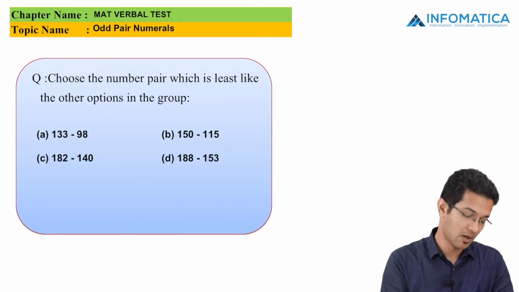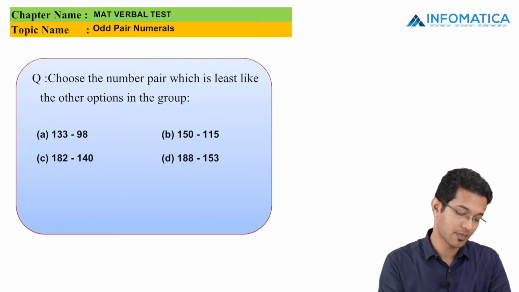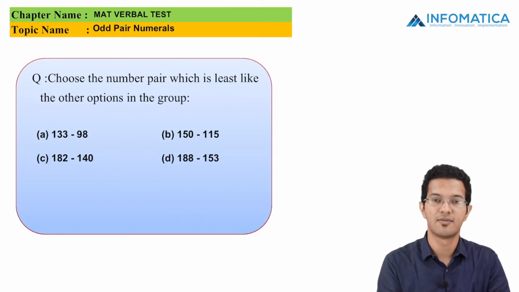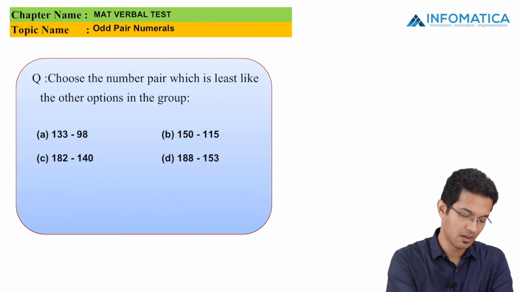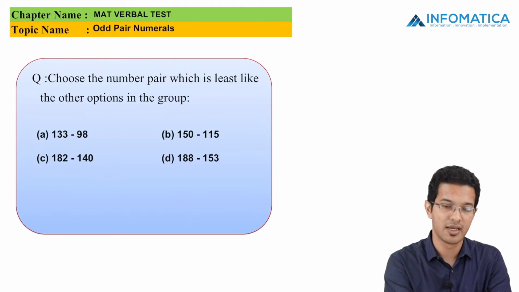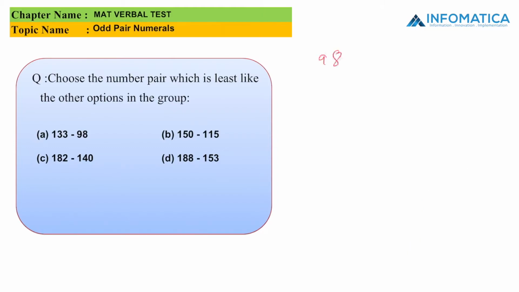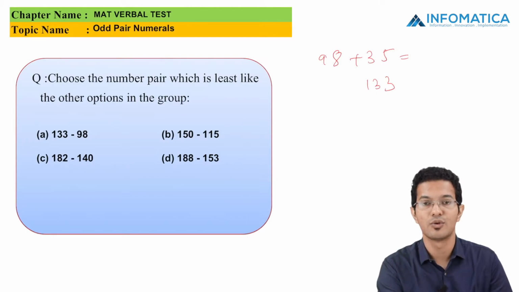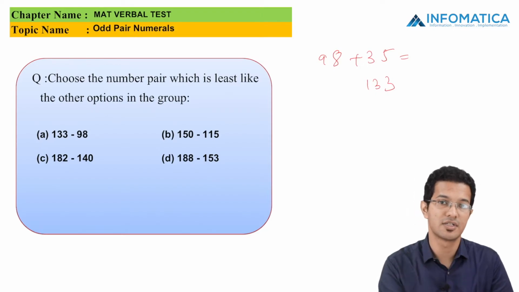It says that option A is 133 and 98, option B is 150 and 115, option C is 182 and 140, and option D is 188 and 153. Let us check out if we get some patterns. If I see the second number in option A, which is 98, and if I add 35 to it, I get the answer to be 133. So what I'm doing is I'm adding the number 35 to the second number to get the first number.